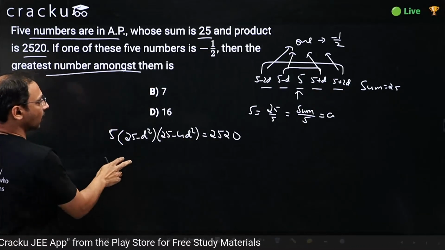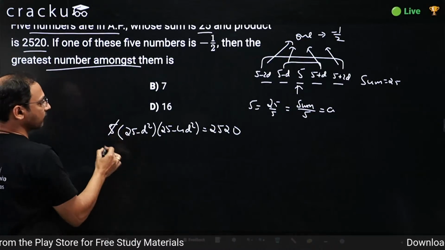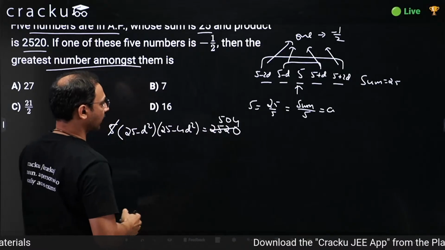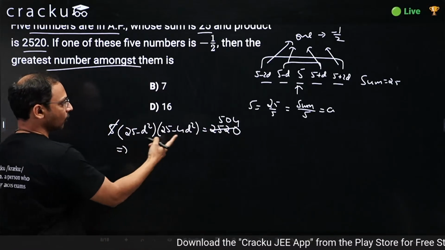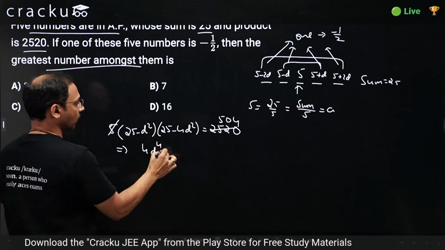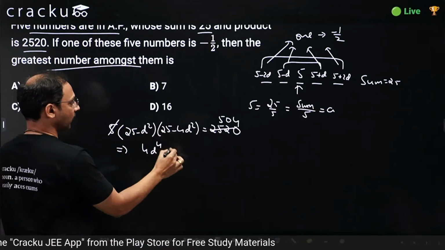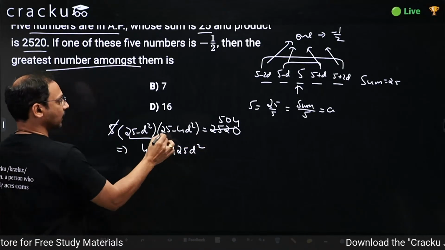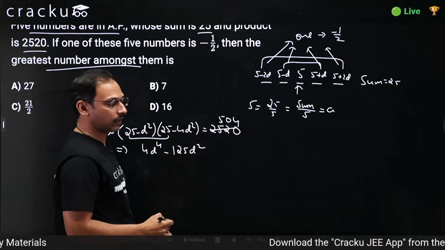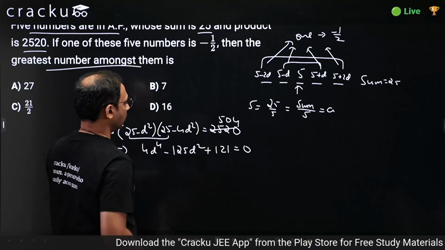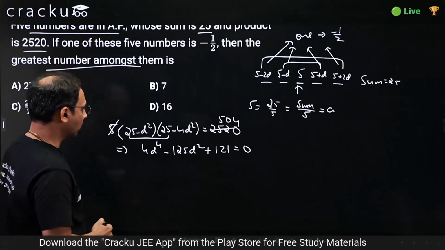So let us try to solve this, get the value of D. This 5 will get cancelled off. We get 504 times. If I open this, I'll get a quadratic in D square. 4D power 4 minus 125 D square. 625 minus 504 will be 121. So this is the quadratic in D square which we need to solve.